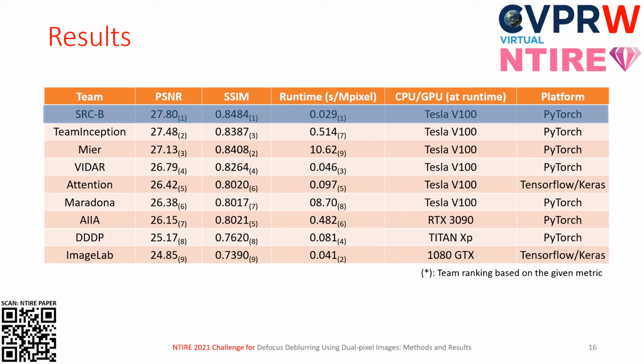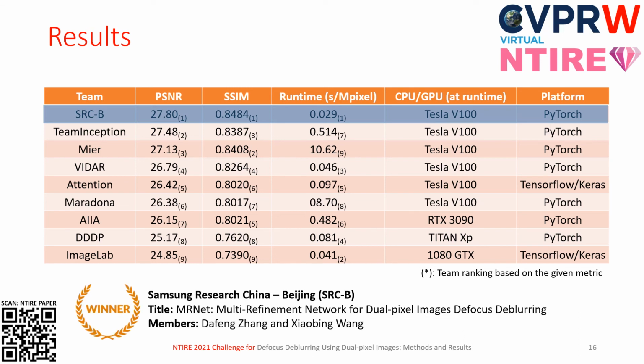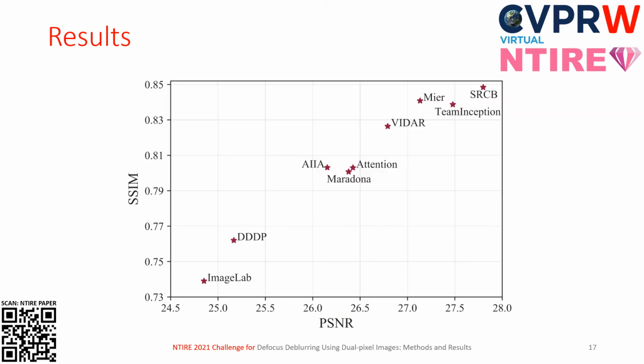Samsung Research China Beijing, SRCB, achieved the best results based on the 3 metrics, and their method is the best performing one. So congratulations Dafeng Zhang and Xiaobing Wang for the great job. Here I'm also showing a 2D visualization of the combined PSNR and SSIM values. Each team name is shown next to each star marker.